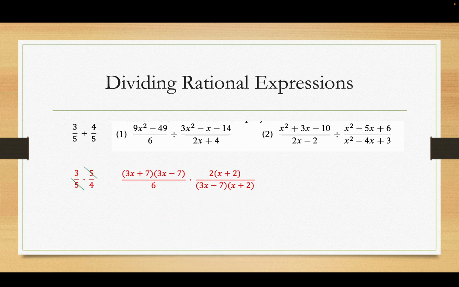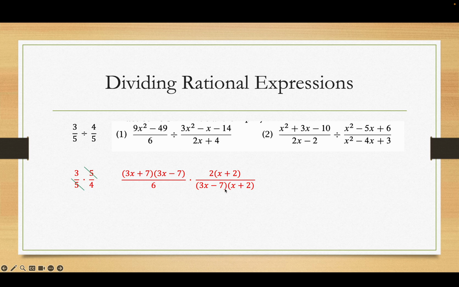So I flip and multiply, and I factor. 9x squared minus 49 is 3x plus 7 times 3x minus 7. And 3x squared minus x minus 14 now goes in the bottom. It's 3x minus 7 times x plus 2. And in the top, it's 2 times x plus 2.